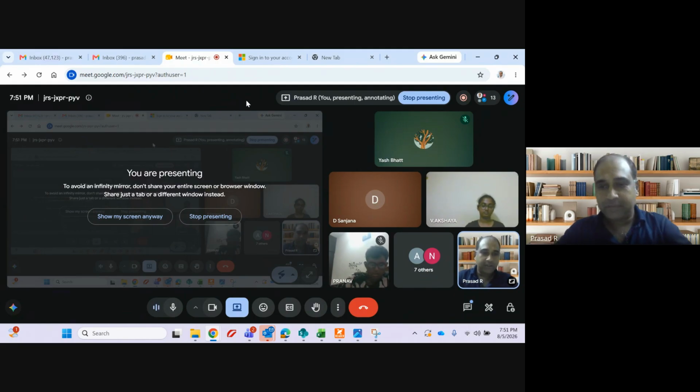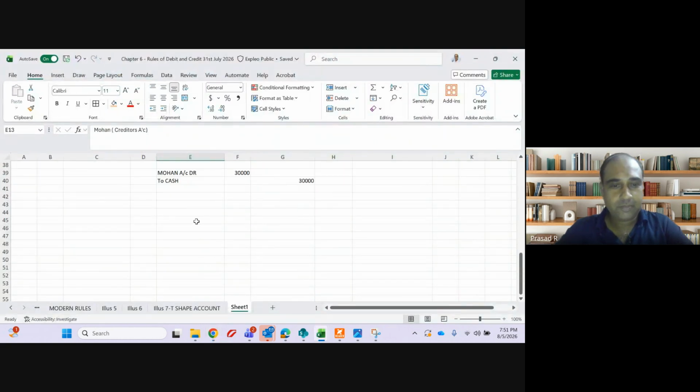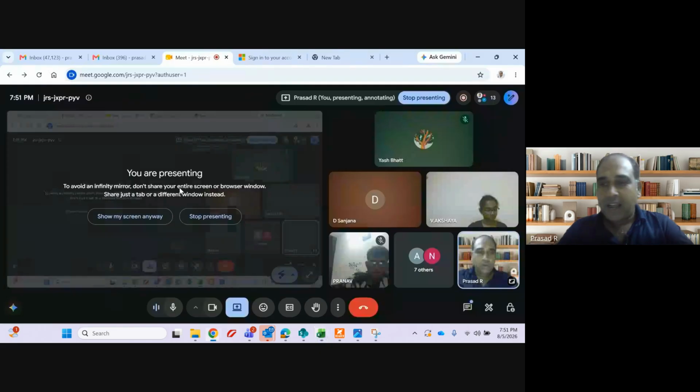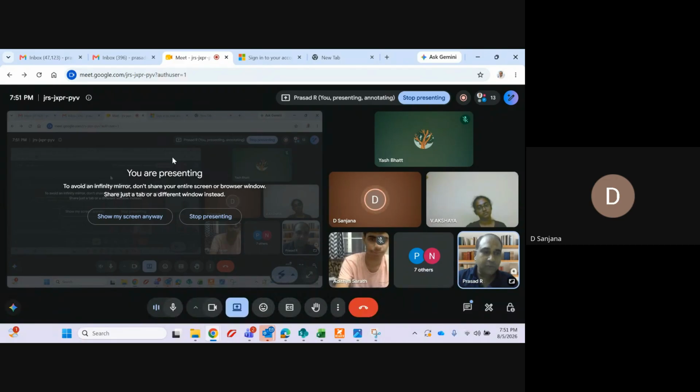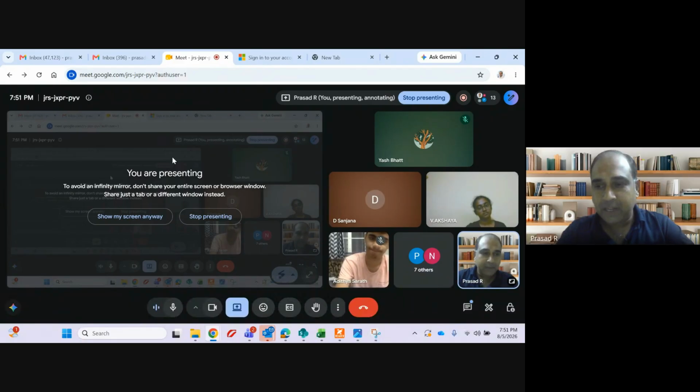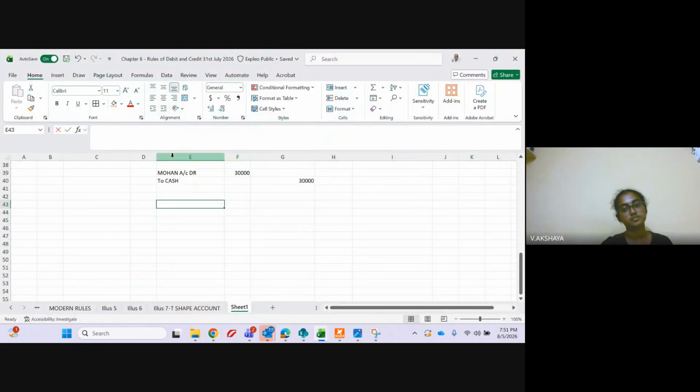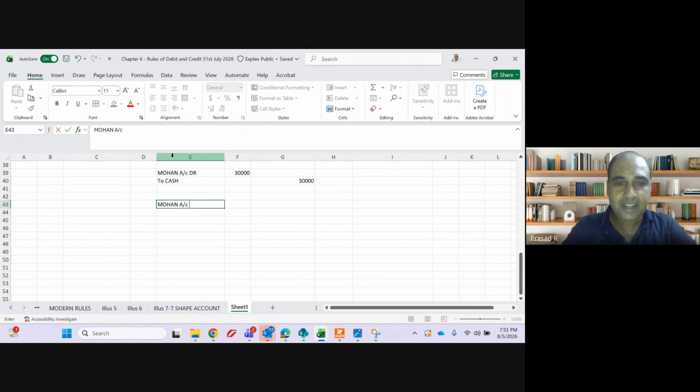Goods returned to Mohan. Now I am returning goods to Mohan. When I return goods to Mohan, my liability will increase or decrease? Decrease, sir. Fantastic. Because I don't have to pay to Mohan again. To the extent of goods returned, I don't have to pay to Mohan, my liability will decrease. Liability decrease means debit or credit? Debit. Fantastic, guys. So Mohan account debit.